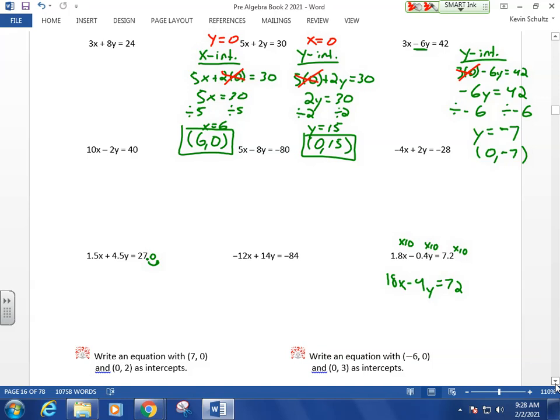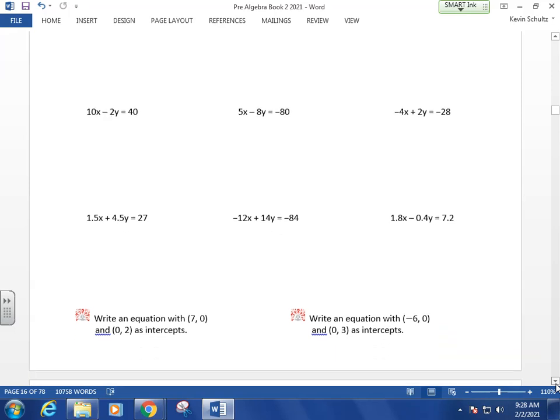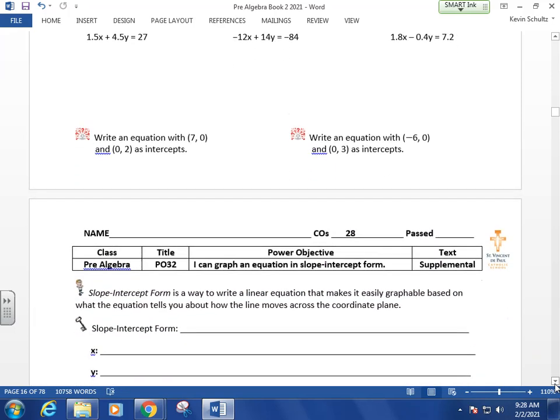Okay. For the brain busters down at the bottom here, where I give you the x and the y-intercept, and you are writing the equation. It says write an equation with (7, 0) and (0, 2) as intercepts. How might you go about going backwards here now? Writing the equation. Any thoughts?